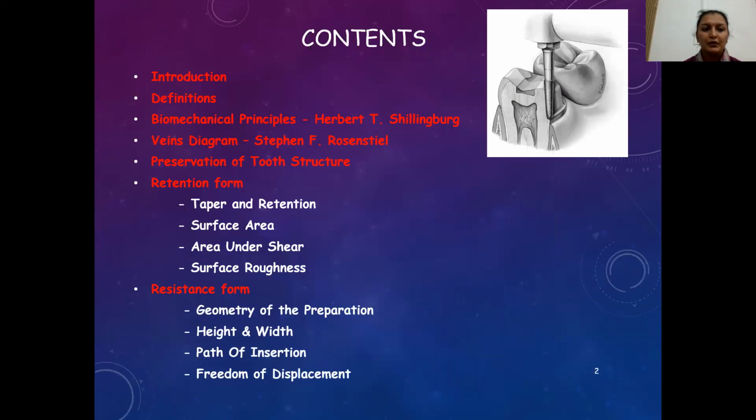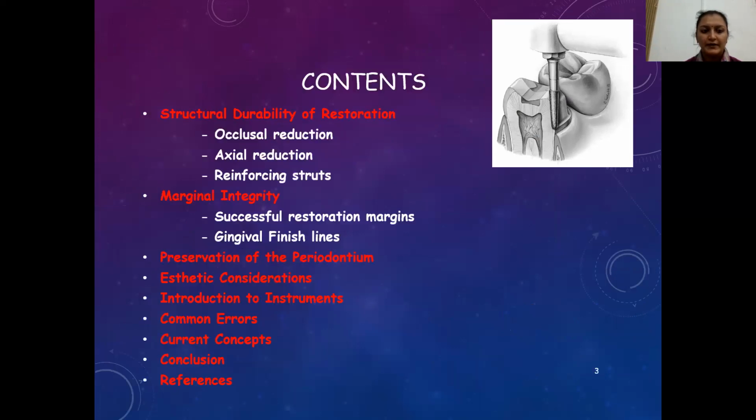The contents will include introduction, definitions, biomechanical principles according to Schillingberg, Wien's diagram according to Rosenstiel, then preservation of tooth structure, retention form, resistance form, structural durability of the restoration, marginal integrity, preservation of the periodontium, aesthetic considerations, introduction to instruments, common errors, current concepts, conclusion, and references.